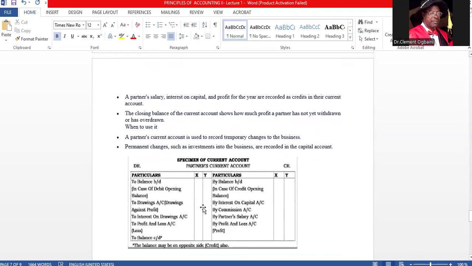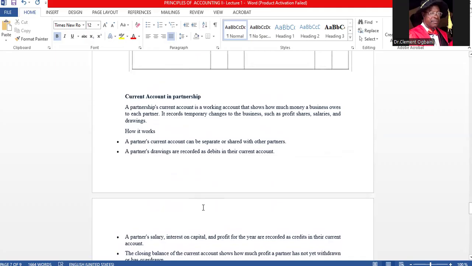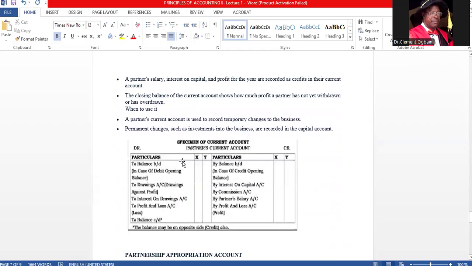The next account is the current account. The current account in partnership states the working that shows how much the business owes each partner. It records temporary changes to the business, such as profit shares, salaries, and drawings. So the current account shows activities between the company and the partner. If you are working on the current account, it has to be divided into two sides, just like the way we do it in the cash book.